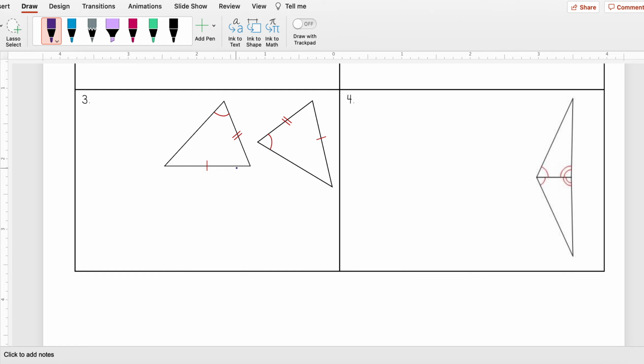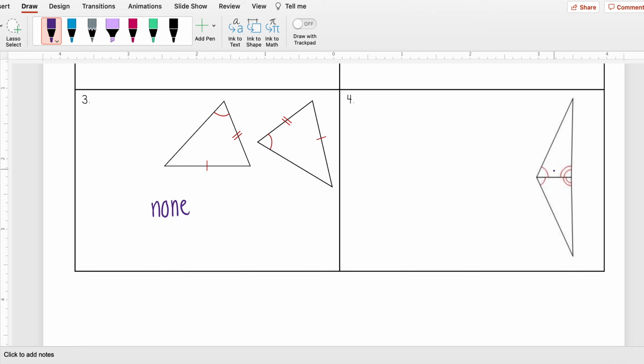Okay, looking at number 3, I see that I have an angle and 2 sides that are congruent. So that might make you think, hey, that one's by side, angle, side. However, my angle is not included in the 2 sides. It's not over here. So this is really saying SSA, which is not one of our theorems. So this one will be none.